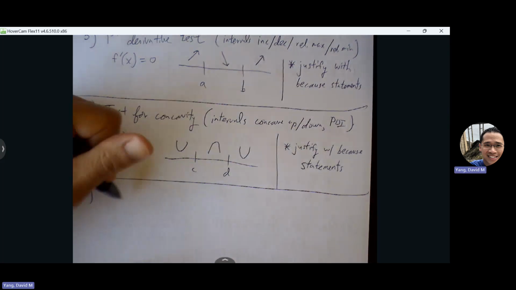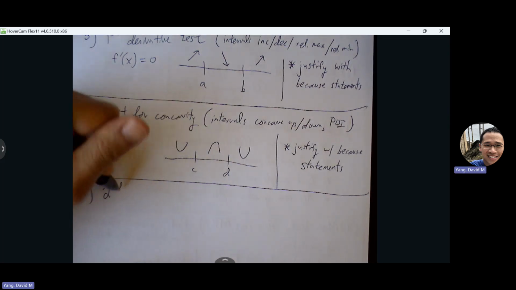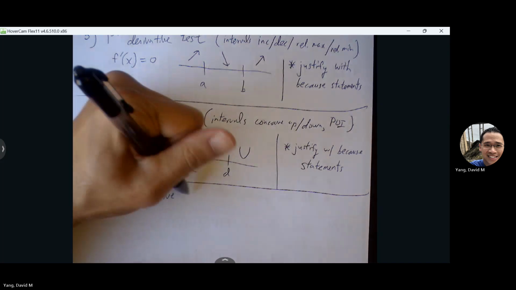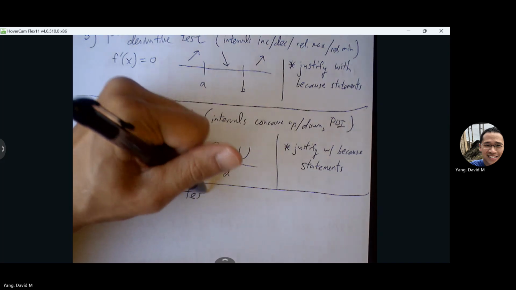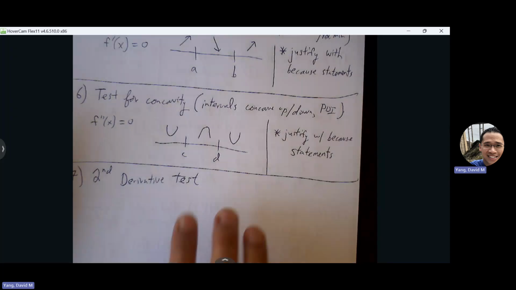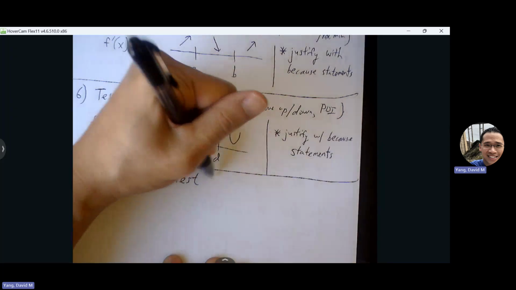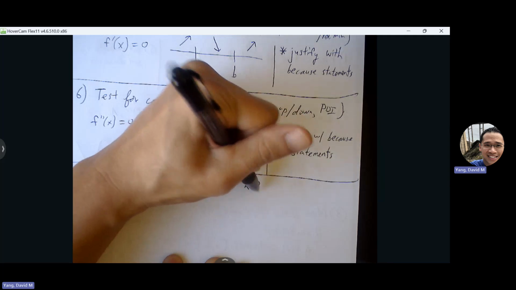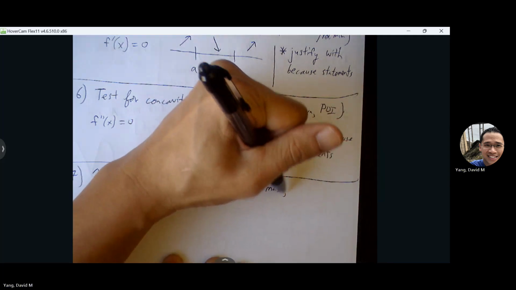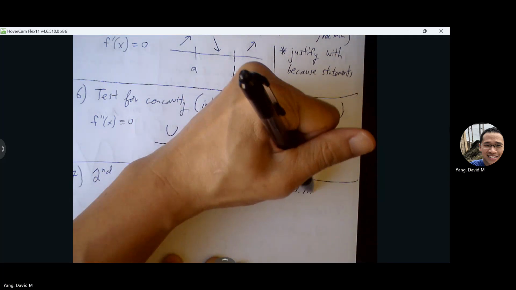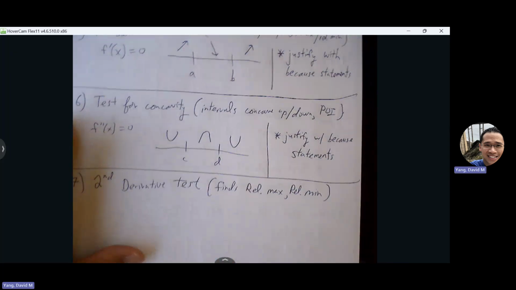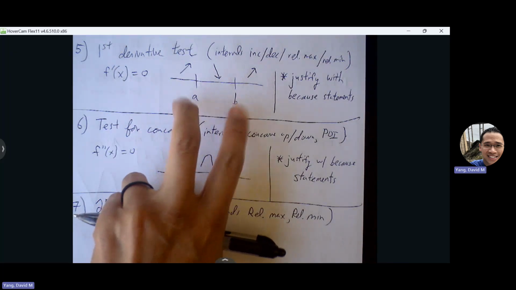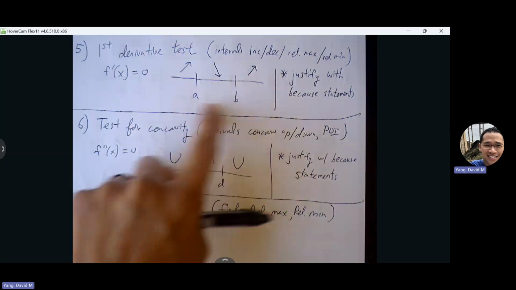All right, next up, this is called the second derivative test. And this does the same thing as the first derivative test. This helps us find relative max and relative min. But it goes down a different path than the first derivative test, even though you get the same data to test. You're not going to create a sign line.